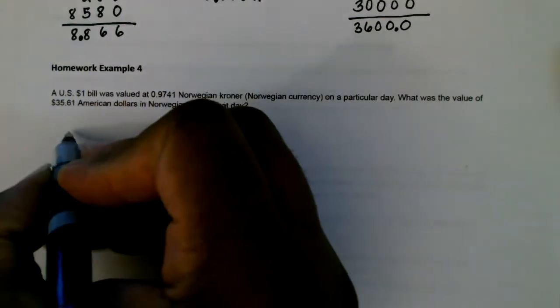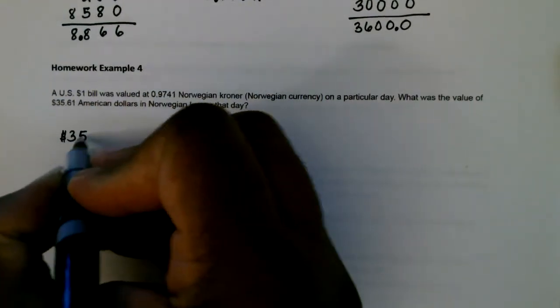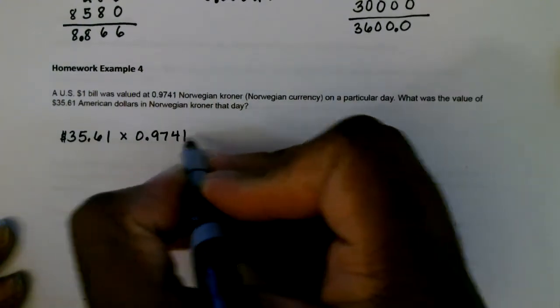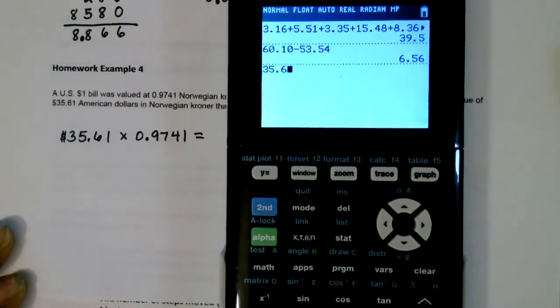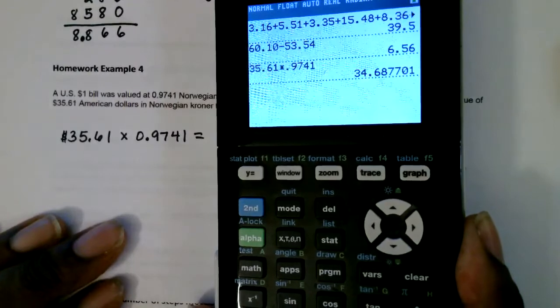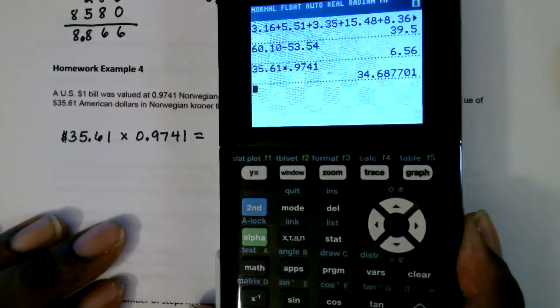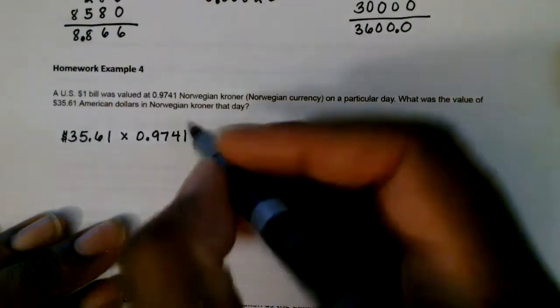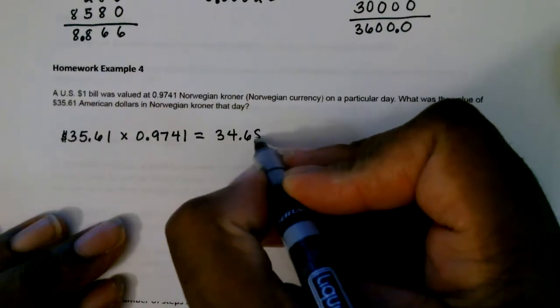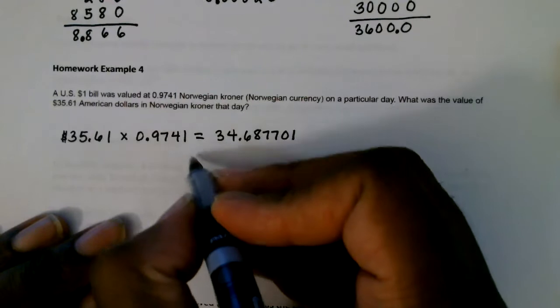Let's see. If I did $35.61 times 0.9741, I'll just go ahead and do this on the calculator. You'll see that it's 34.67687701.